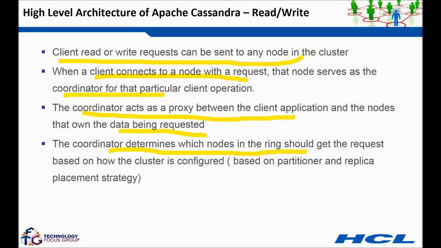The coordinator determines which nodes in the ring should get the request based on how the cluster is configured. So you can configure the partition strategy and the replica placement strategy. Based on that, it will determine which node is actually having that data, and it will appropriately transfer that request. It will basically coordinate with that node to get you that data.